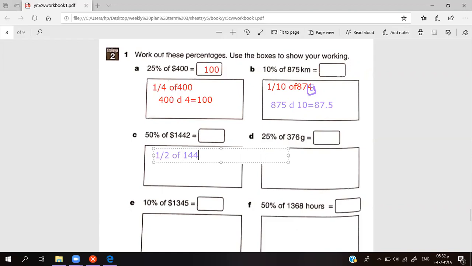1442, which means I will do what? I will divide this number by the denominator, which is 2. 1442 divided by 2 equals what? What times 2 gives me 14? 7. What times 2 gives me 4? 2. What times 2 gives me 2? 1. See, the mental division I taught you will come in handy in many things.